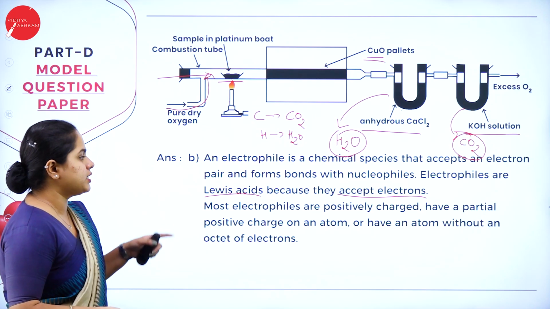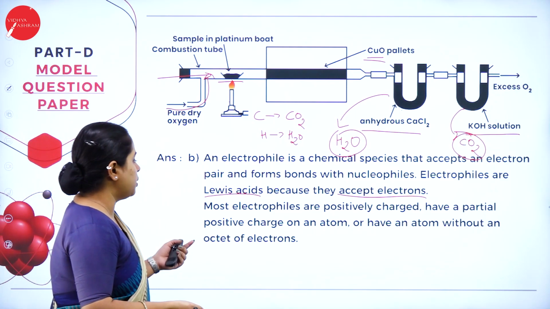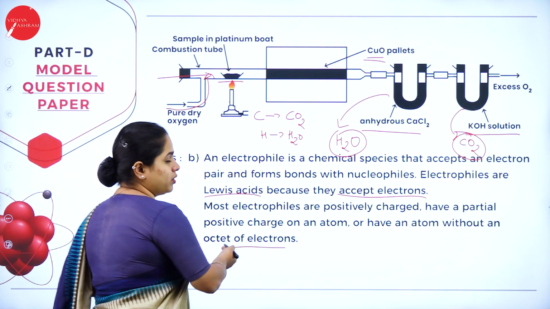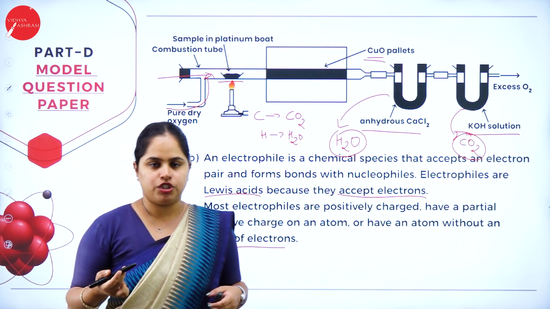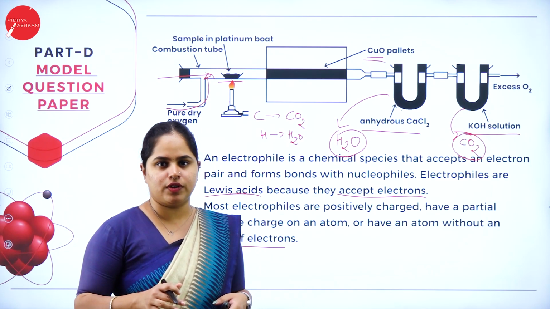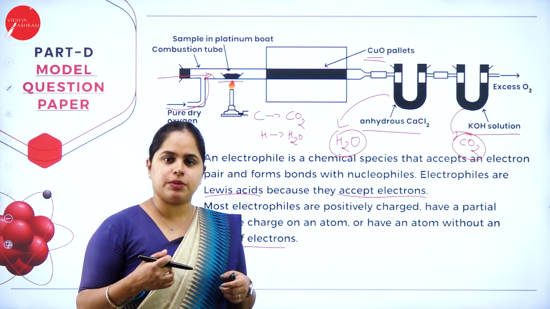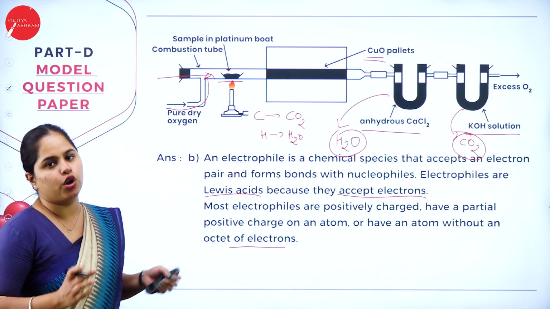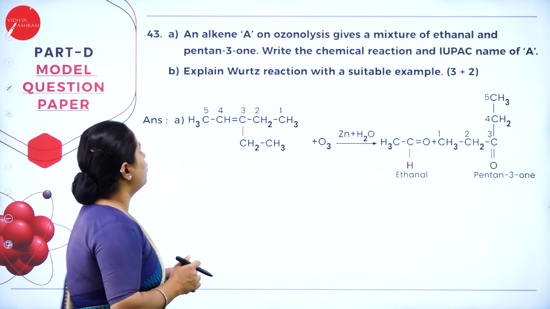Now, most electrophiles are positively charged, have a partial positive charge on an atom, or have an atom without an octet of electrons. So, they are generally positively charged. Hence, they will have attraction towards electrons and they are ready to accept electrons. Hence, they are Lewis acids. So, this will carry 1 mark, a total of 5 marks from this question. Right. Moving on to the next question.